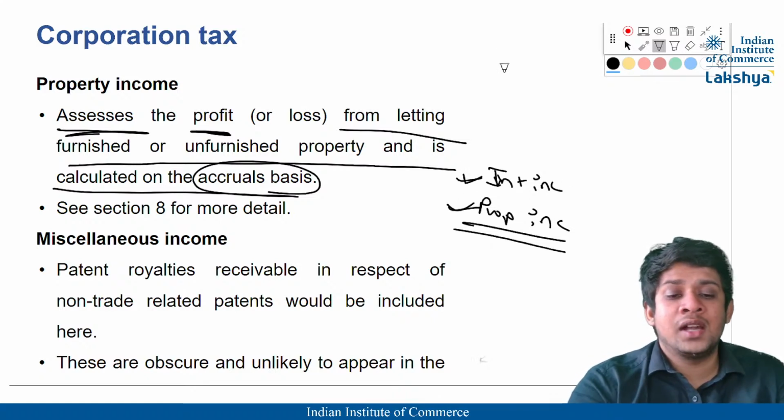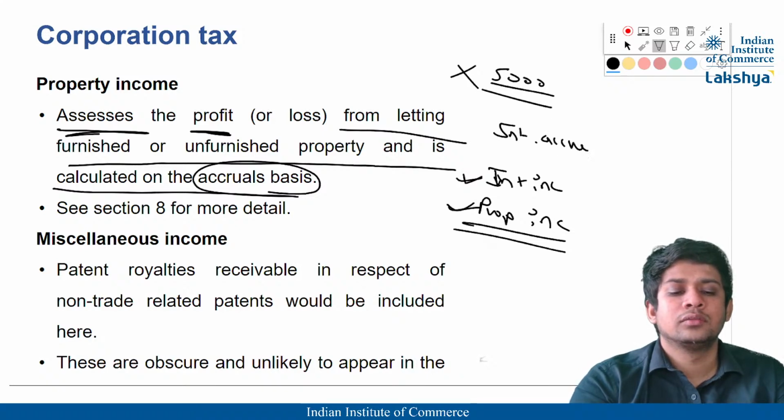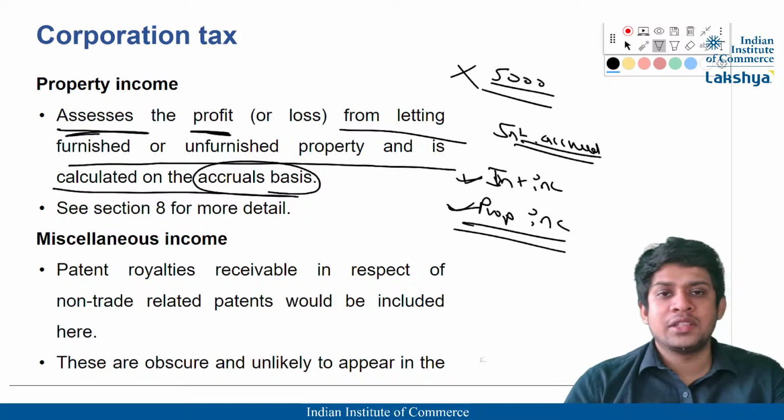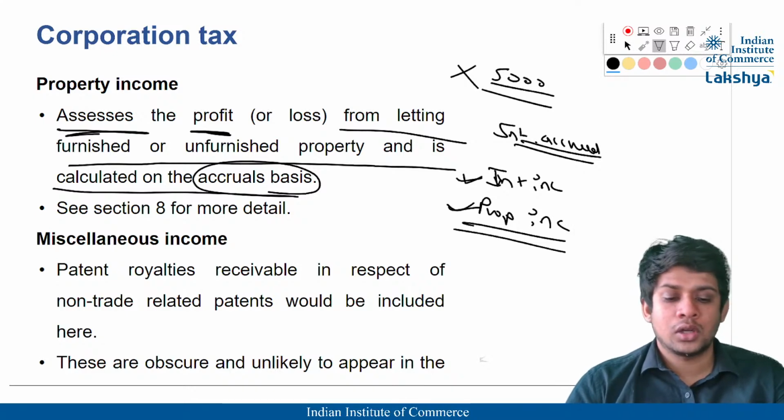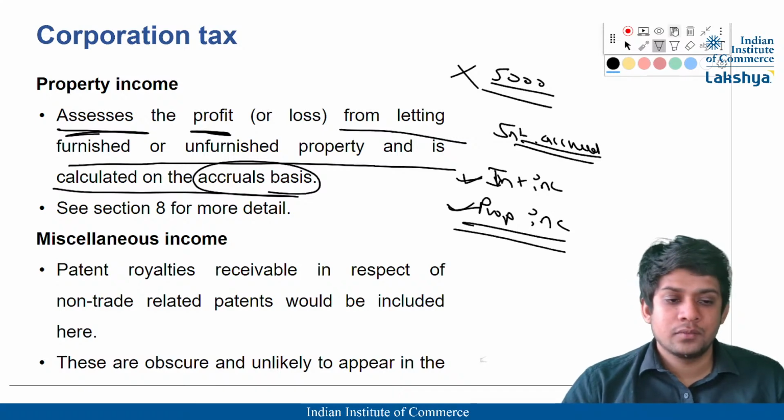So if I've paid certain interest during the year, say 5,000, that doesn't mean I'll take this. I will check how much interest is accruing for the year. That will be taken as my interest payment. Okay, guys.